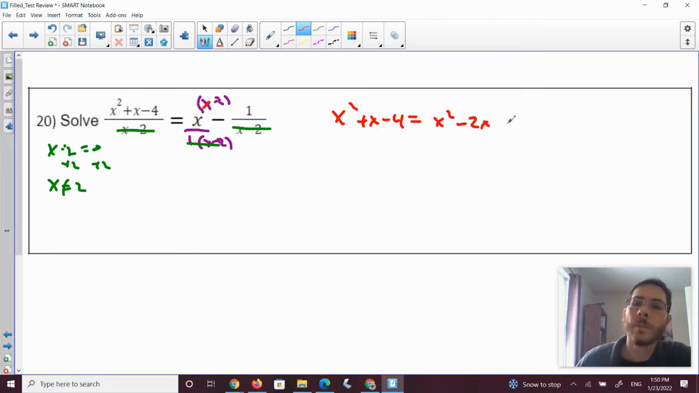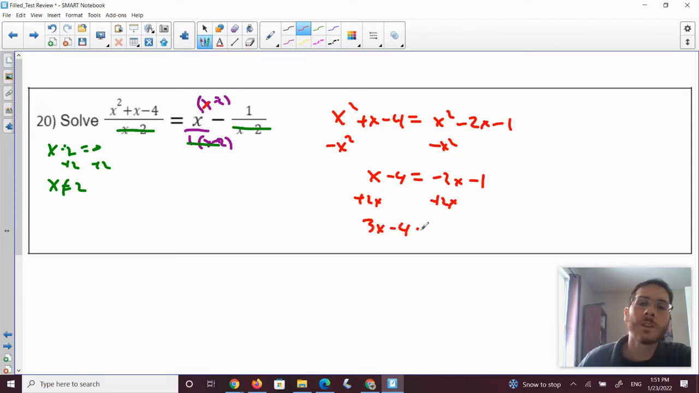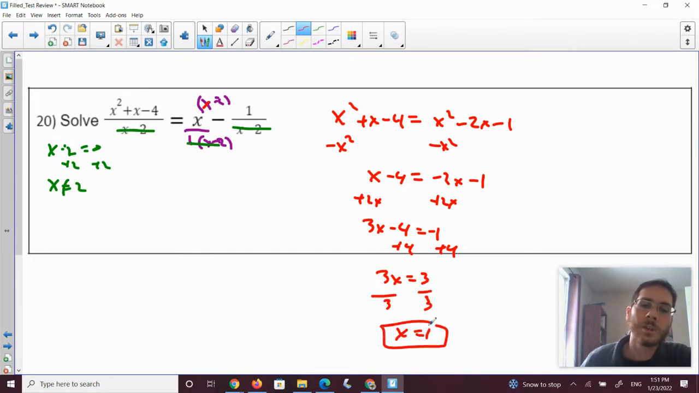And then minus 1. So again, it looks like we may have to do a quadratic, but when we subtract x squared from both sides, the x squareds cancel out, and we get x minus 4 equals negative 2x minus 1. We can add 2x to both sides. 3x minus 4 equals negative 1. We can add 4 to both sides. 3x equals 3. We can divide both sides by 3. x equals 1. 1 is not the same as 2, so that one checks out. It's not an extraneous solution, so we're good to go. So that's what we get for number 20.